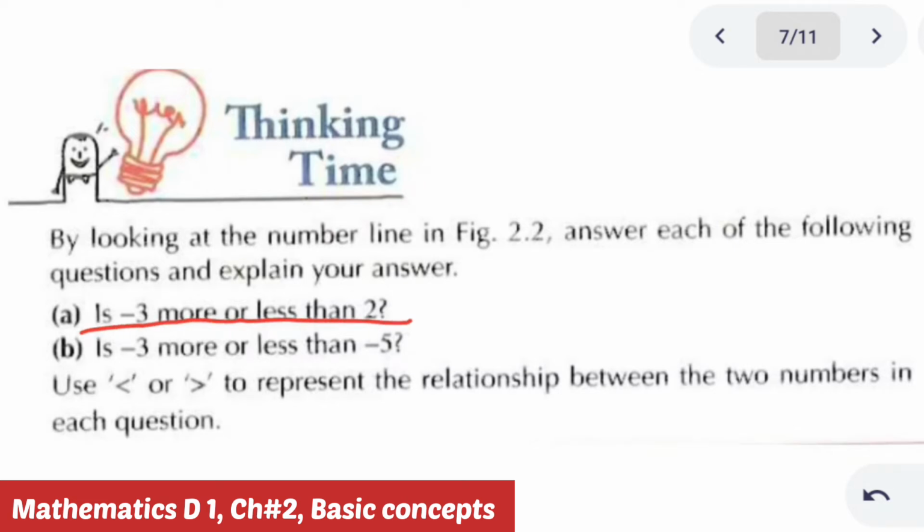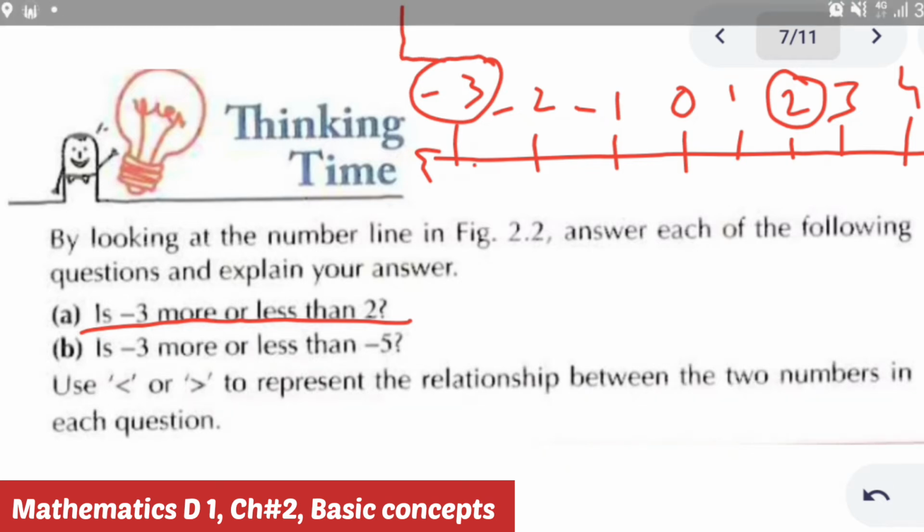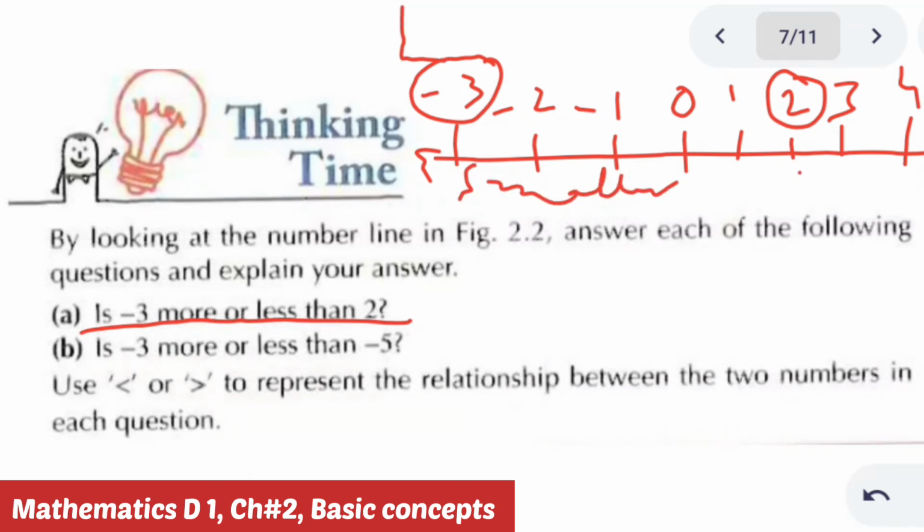The first question is: is -3 more or less than 2? If we draw the number line here, the central point is 0, then -1, -2 and -3, and on the other side it is 1, 2, 3, 4 and so on. We first locate -3 on the number line and then 2. From the previous concept we learned that every number on the left is smaller as compared to the number on the right. So we can say that -3 is smaller than the number 2.